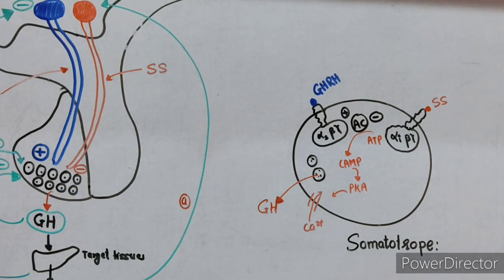Somatostatin, how does it inhibit the somatotroph? Somatostatin binds to a G protein coupled receptor, again similar to growth hormone releasing hormone, but it binds to an inhibitory G protein. When the alpha I subunit of the inhibitory G protein binds to adenylyl cyclase, AC, it inhibits it, and ATP will not be converted into cAMP. cAMP will not activate PKA, protein kinase A, and influx of calcium cannot take place. There will be decreased intracellular calcium concentration, and preformed growth hormone cannot be released from somatotrophs.